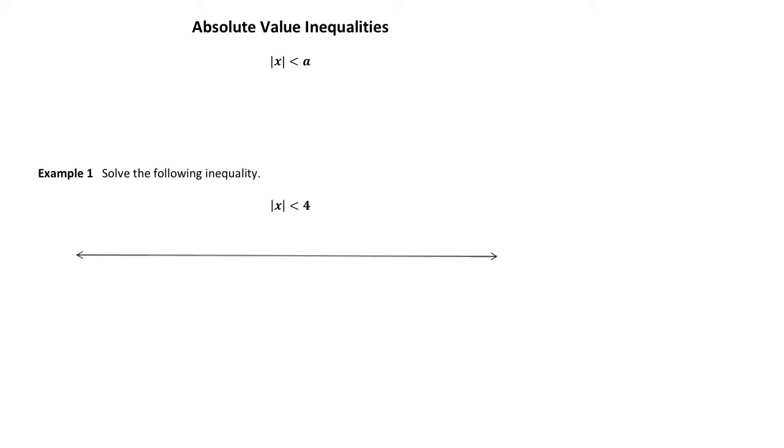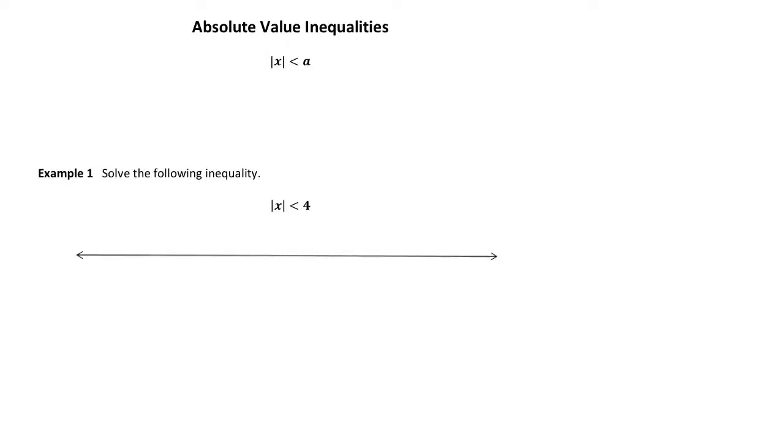For absolute value inequalities, there are two cases to consider: if the absolute value is less than a number or greater than. Let's focus on the less than first. So in example 1, I'd like to try to guess what the answer is for the absolute value of x is less than 4. Just like with a linear inequality, when we had x is less than 4, it meant we could go right up to but not include 4 in my answer.